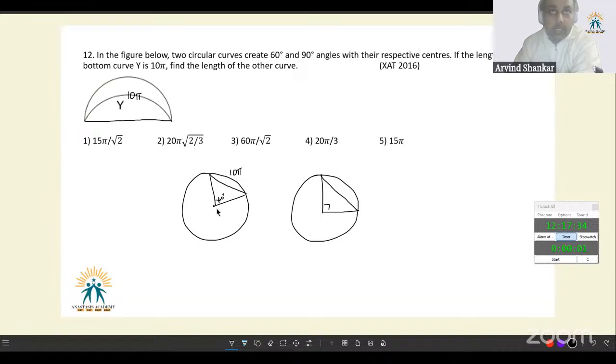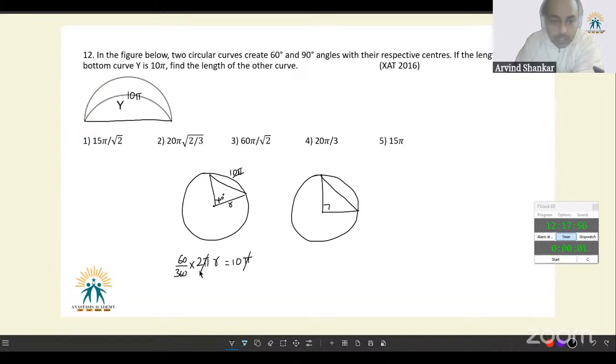This 10 pi is for the arc of 60° circumference. Now, if 10 pi is given here, can I say this 10 pi is as good as 60 by 360 into 2 pi r? Let's say this is the radius r. This is told to us as 10 pi.